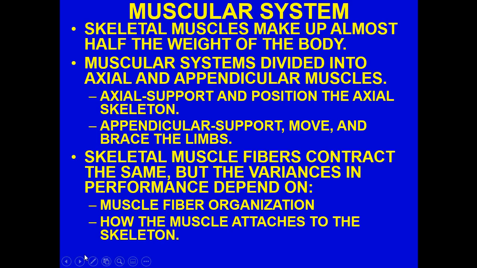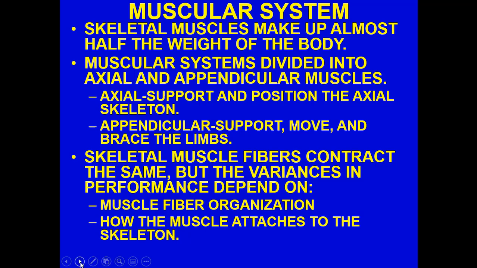Well, let's get started. Now, skeletal muscles make up almost half the weight of the body. Now, that's skeletal muscles. And the muscular system is divided into axial and appendicular muscles. If you remember, axial is for support and position of the axial skeleton. The appendicular is for the support and for movement and to help brace the limbs. Now, skeletal muscle fibers contract the same, but the variances in performance depend on muscle fiber organization and how the muscle is attached to the skeleton.